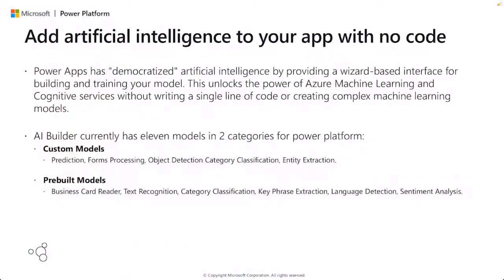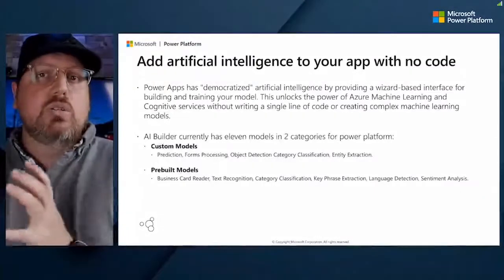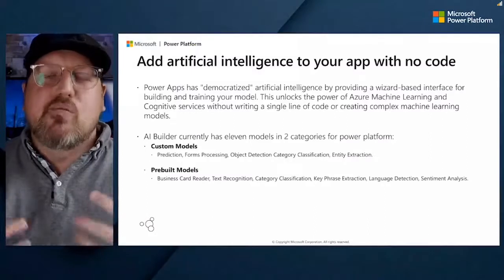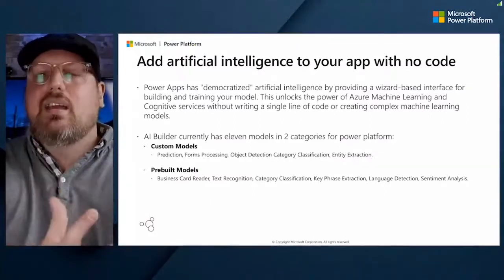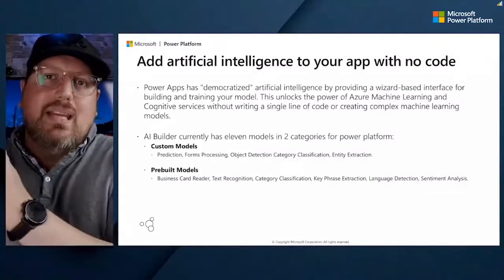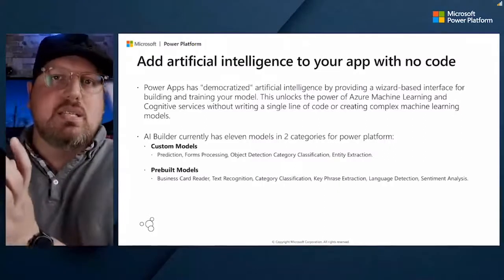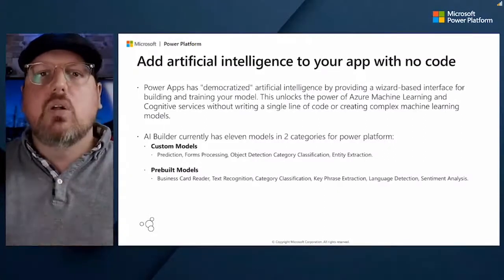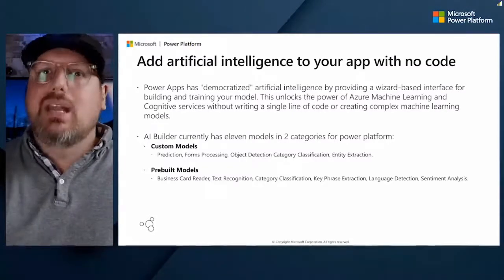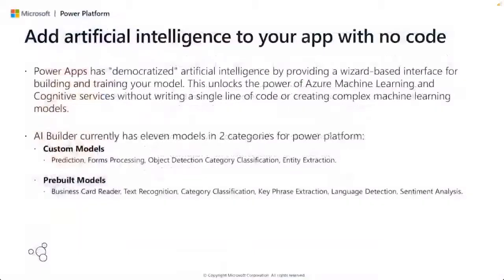And then you have the pre-built models, where you can have business card reader, text recognition, category classification, key phrase extraction, language detection, and sentiment analysis. These, by default, do not allow you much more flexibility because they are pretty much off-the-shelf pre-packaged versions. So you can detect the language of a tweet or an email, then detect the sentiment, and then extract the classification of that, saying, hey, this is an address, this is a city, this is a product. You can build all of those things without code and without requiring an Azure subscription. All of that is included in your AI Builder add-ons.